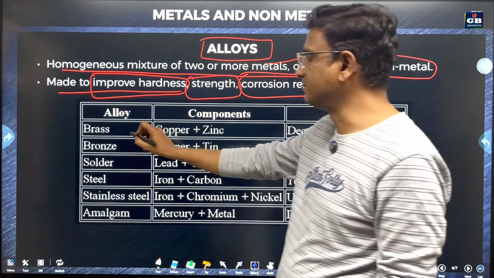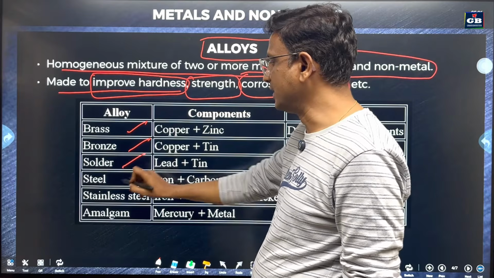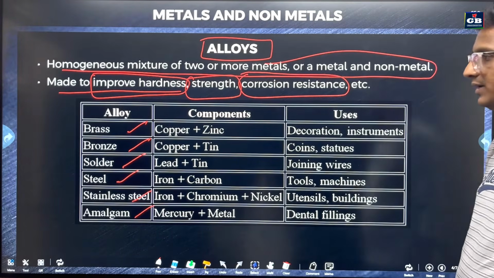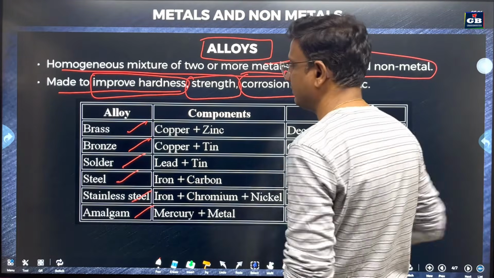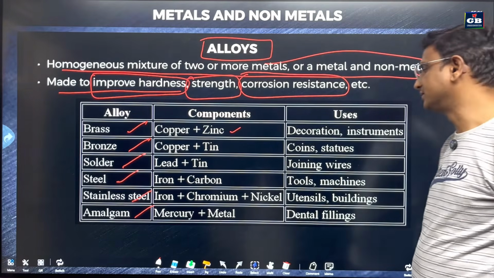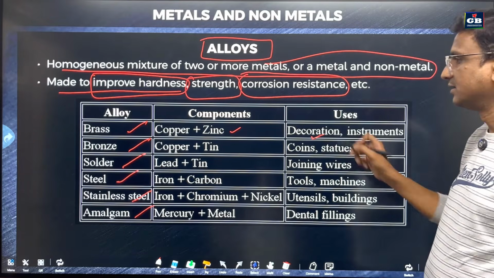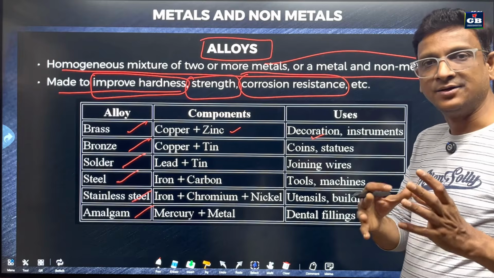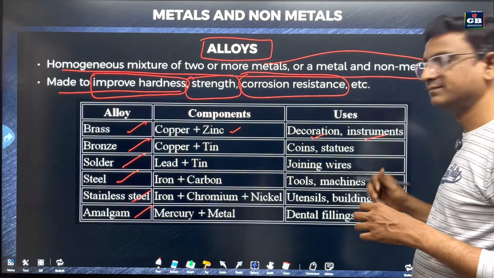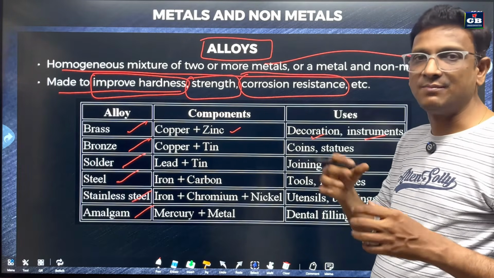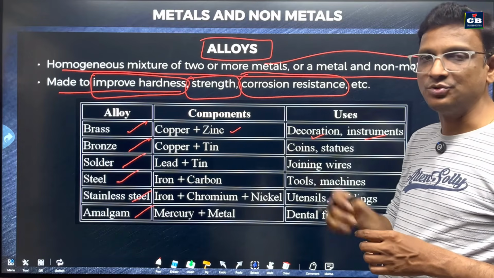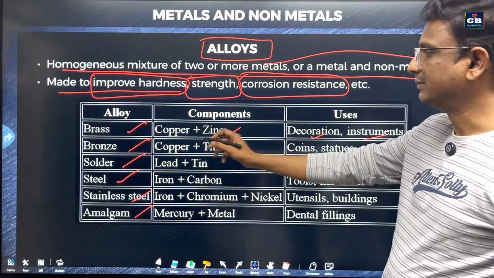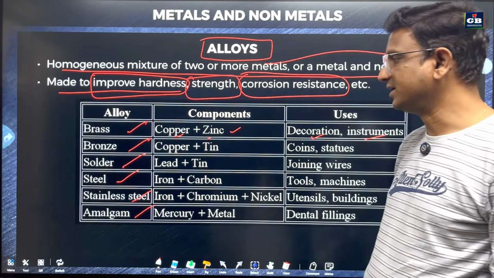What are different alloys? Brass, bronze, solder, steel, stainless steel, amalgam. How is brass made? By mixing copper and zinc. What are the uses? Brass items are used for cooking, decoration, and some instruments. Most of the puja samagri, puja bells and diyas are made out of brass. Brass is made out of copper and zinc.